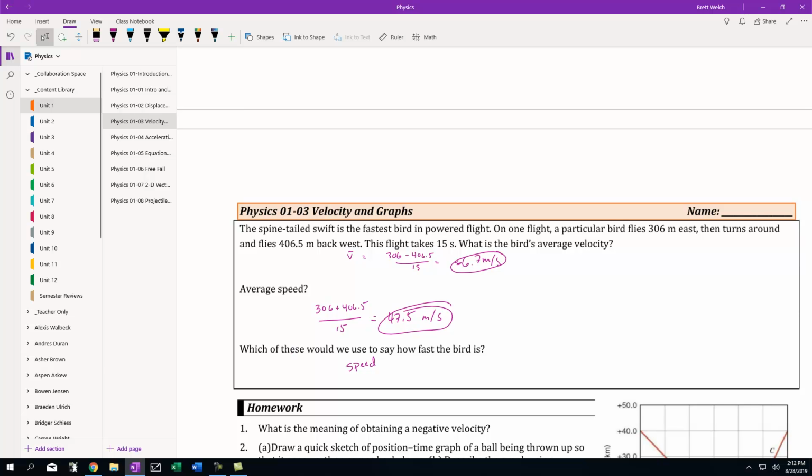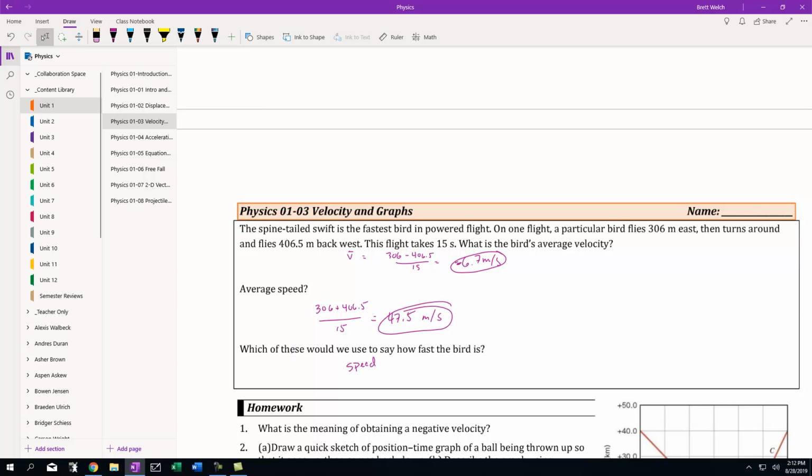Whereas if we look at its average speed, 306 plus 406.5, we add them because we're just looking at the distance traveled, not the direction it traveled. And we divide that by 15, we come up with 47.5 meters per second, much faster. But if I was going to actually describe how fast the bird is, I certainly would want to emphasize its overall speed, not its velocity.